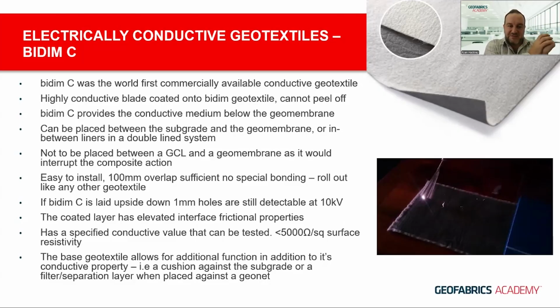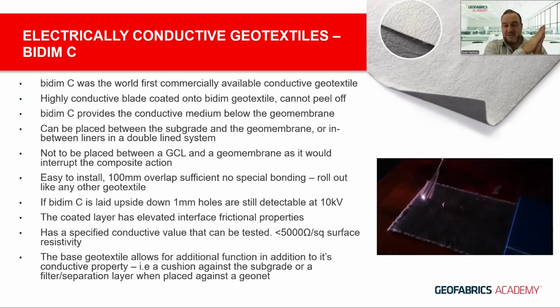As we saw in the previous video, it's easy to install. There's no special bonding required. It's just simply a minimum of 100 millimeter overlap, and you would roll it out like any other geotextile. You can also place it upside down as well, so the electricity will still pass through the structure of the geotextile. So whether the conductive side is facing up or down, you'll still be able to detect holes as small as 1 millimeter.